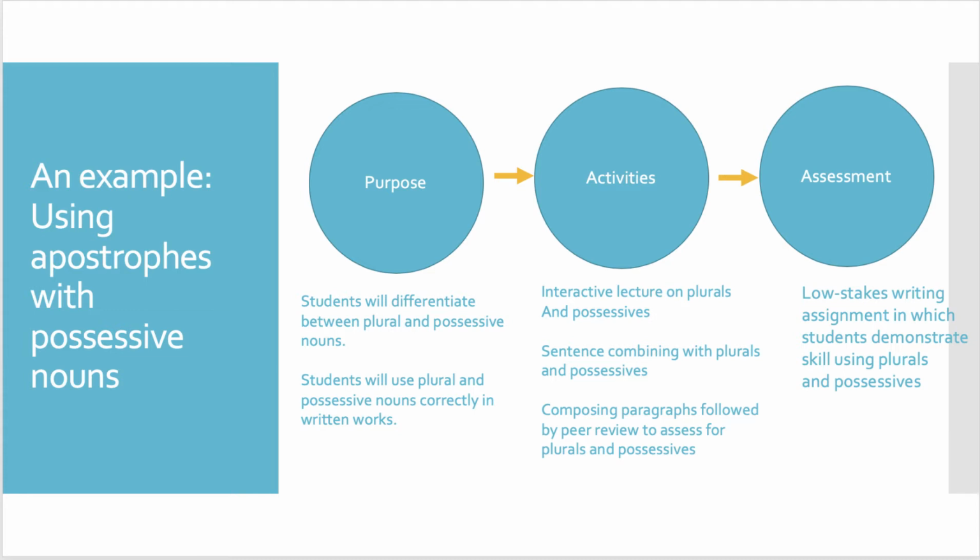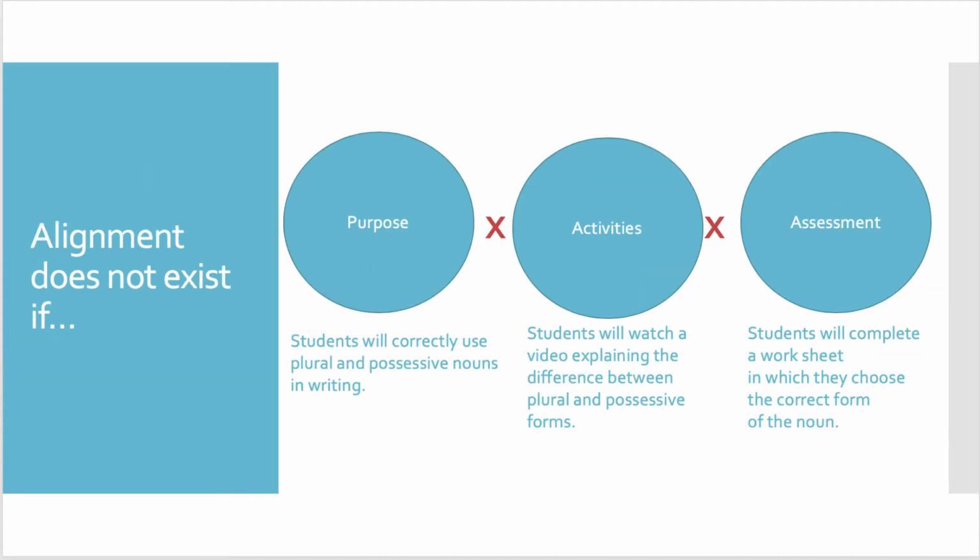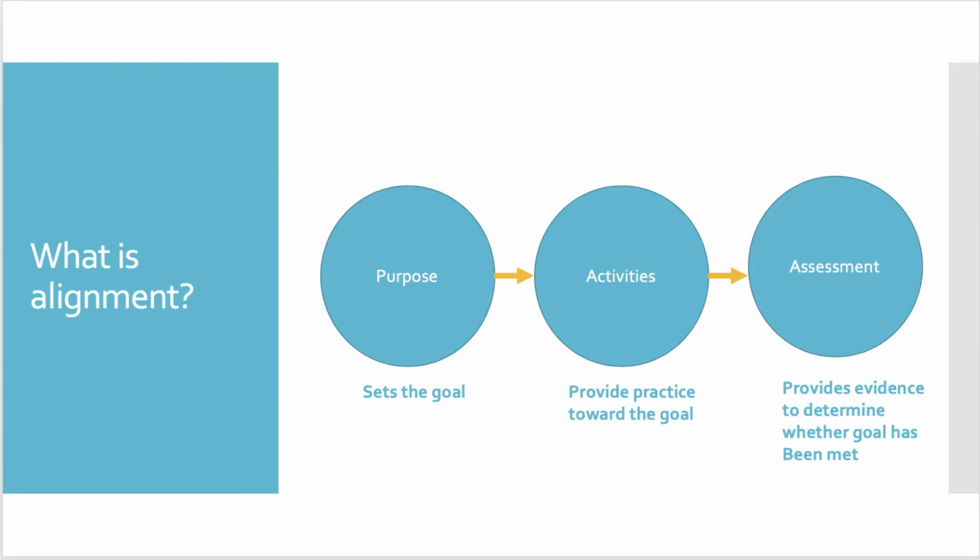in possessive nouns. If, for instance, the instructional activity had students pointing out correctly written possessive nouns and incorrectly written possessive nouns, then the alignment would not exist, because during that activity, students would not actually be using the apostrophes, they would just be pointing out errors. The purpose sets the goal. The activities provide the work toward the goal, and the assessment provides the evidence that the goal has been achieved.